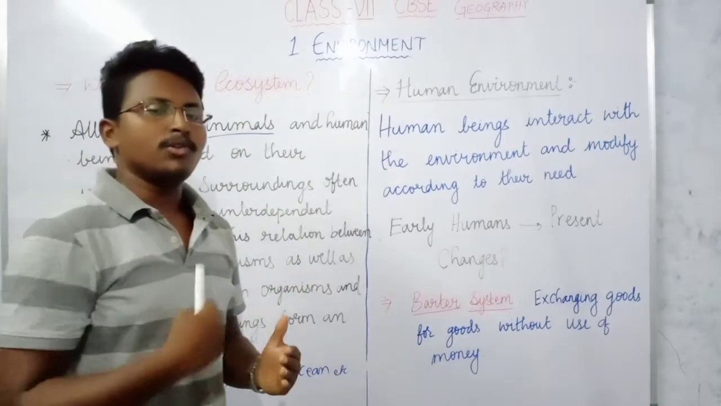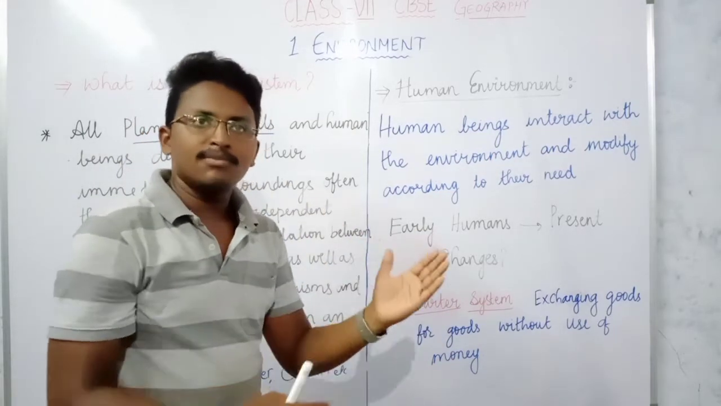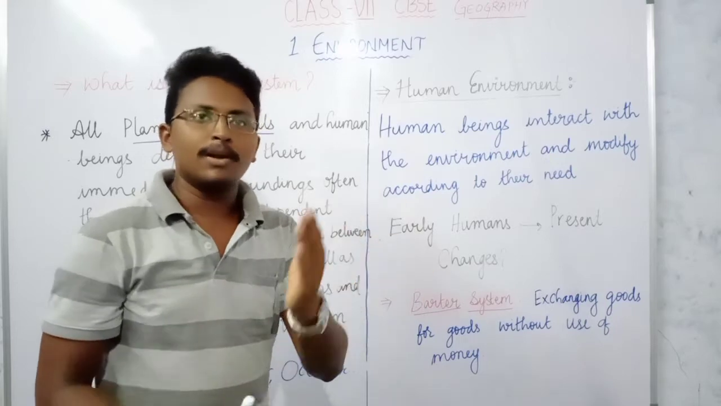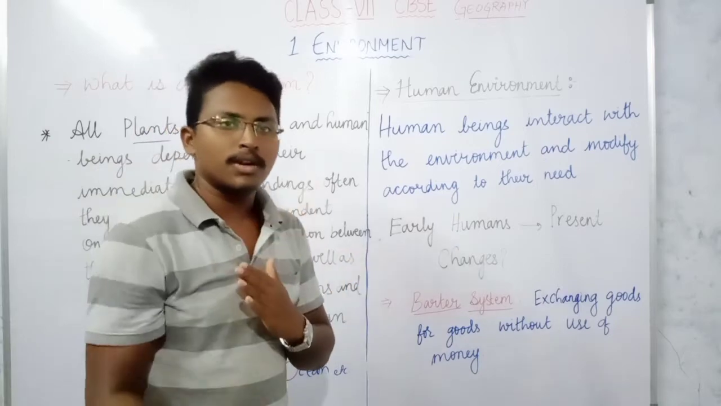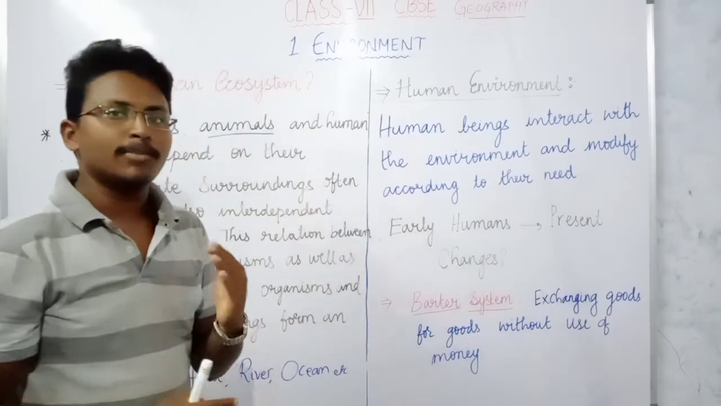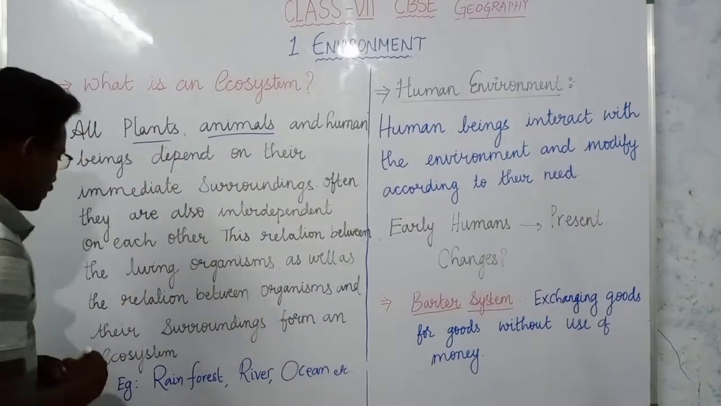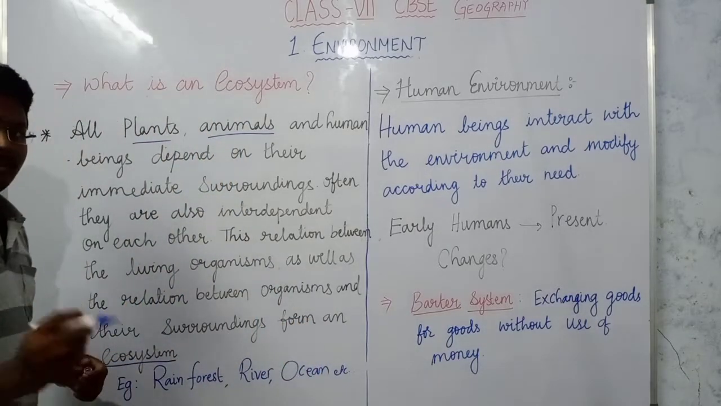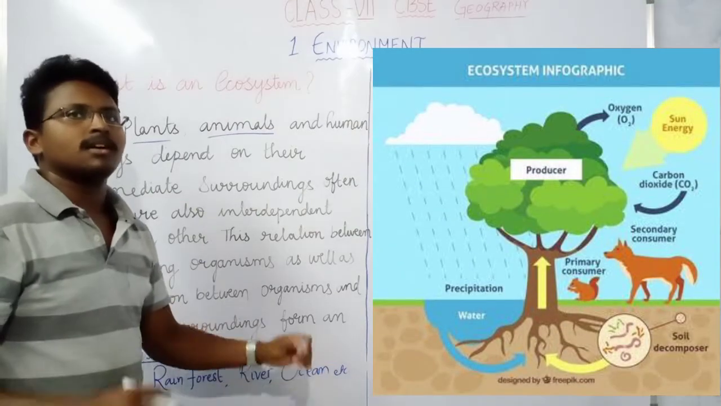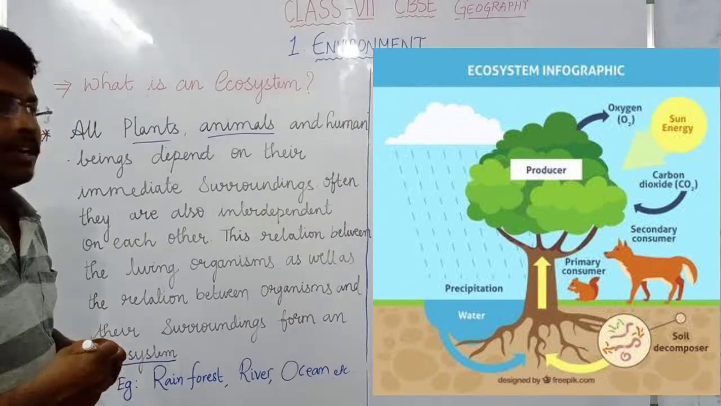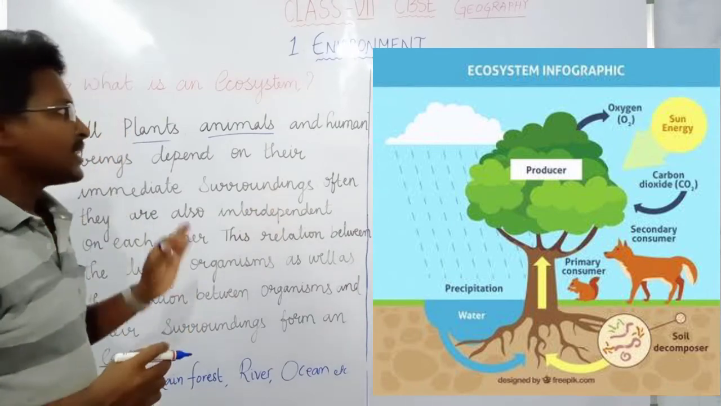We humans depend on animals, we humans depend on plants. At the same time, plants may depend on humans, or plants may depend on animals, or whatever the way. So we are dependent on our surroundings, and at the same time we are interdependent on each other. This process forms what is known as an ecosystem. An example is any rainforest, river or ocean. Anything where this interdependency is there, we call it an ecosystem.